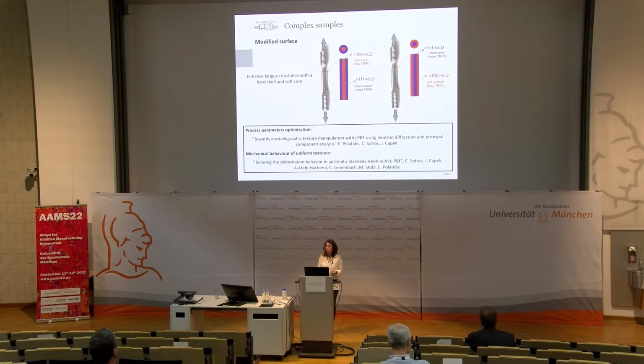In order to start working with this, we decided to start with core-shell structures, using a modified surface in the core and in the shell in order to have a hard surface and a soft core, or the other way around. Regarding how the process parameter optimization was done and how these materials behave in uniform texture, there were two nice posters from my colleagues, so I hope you've seen them yesterday.